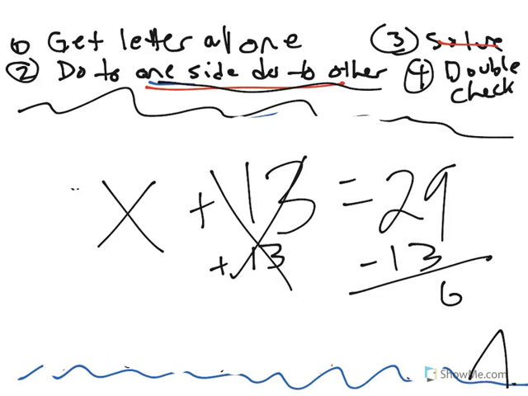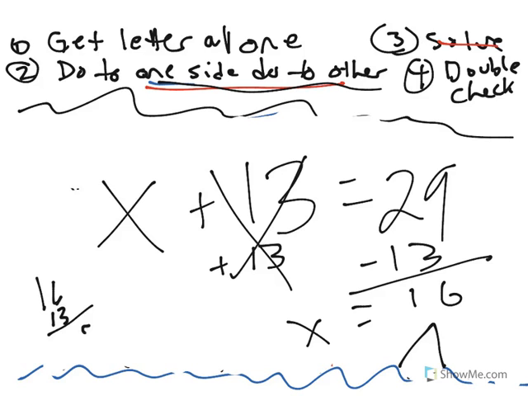This is getting pretty easy, isn't it? So our answer should be 16. x is equal to 16. Can we double check that? 16 plus 13. Does that equal 29? So that confirms that the answer is correct.